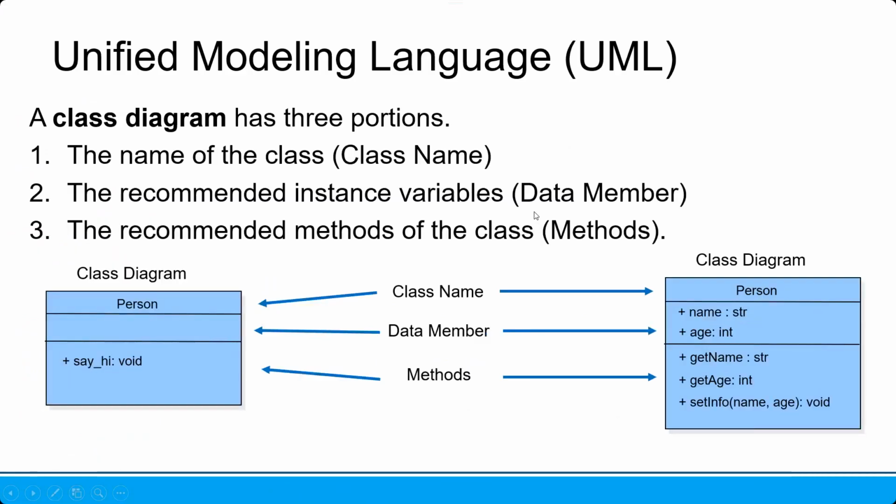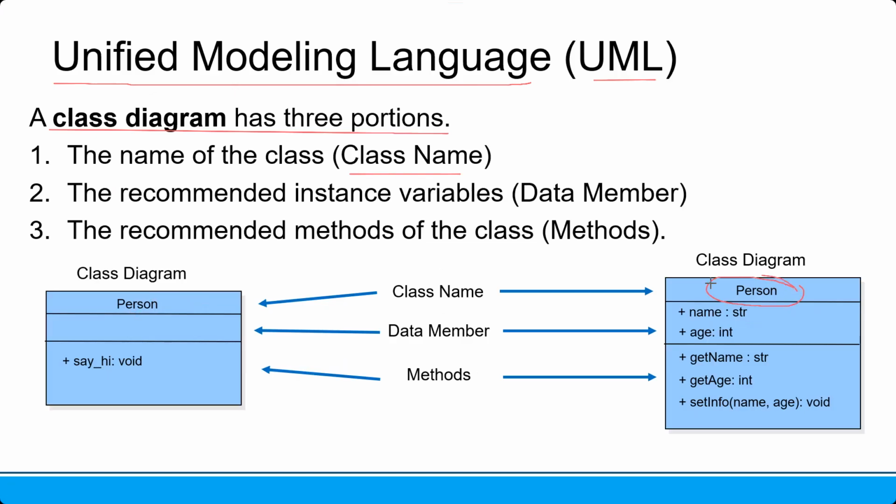So when we deal with object-oriented programming, OOP, we can refer to Unified Modeling Language, or UML, and we can create a class diagram. The class diagram has three portions. The first is the class name.